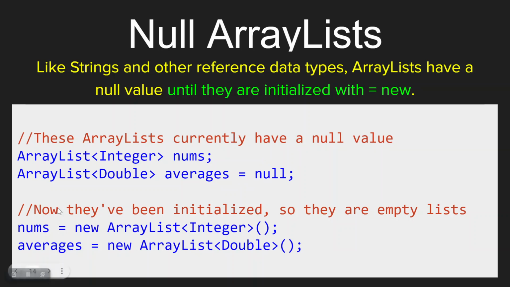Now down here, nums equals new ArrayList of Integer. That completes this line of code; it's like the second half of it. So now they've been initialized, so they are now empty lists that have dimension to them. And if I did ArrayList Double averages equals null, but then I did averages equals new ArrayList Double, now I've completed it. I've got the equals sign and the keyword new, which initializes this array list and makes it an empty list.